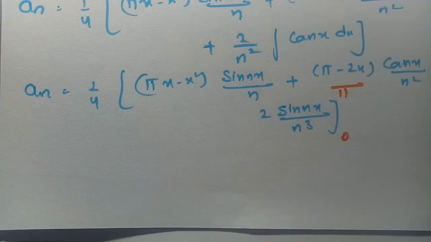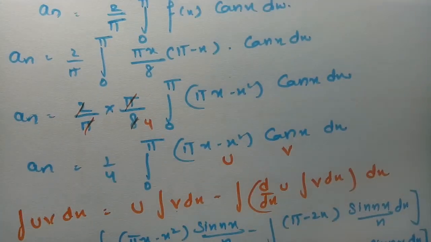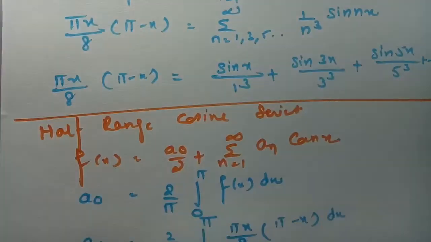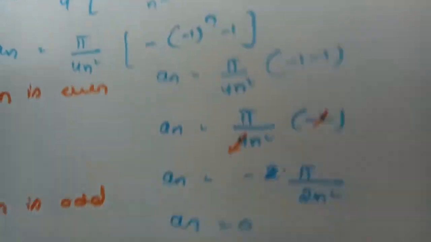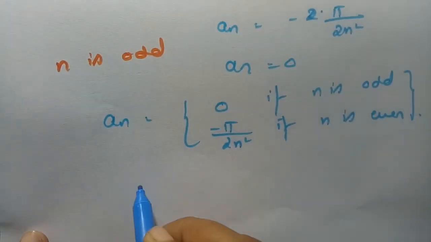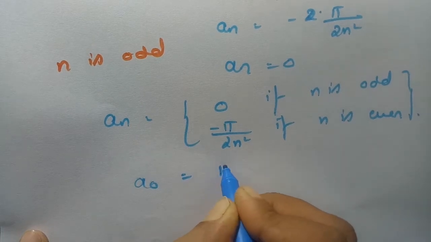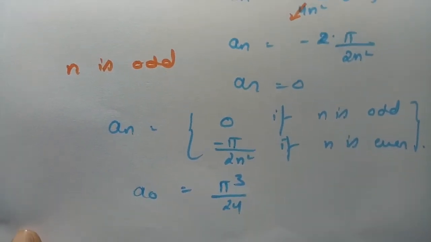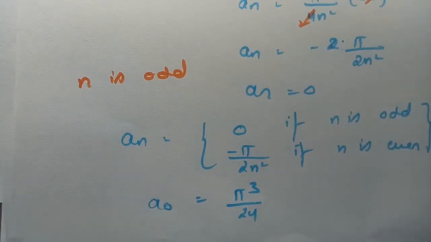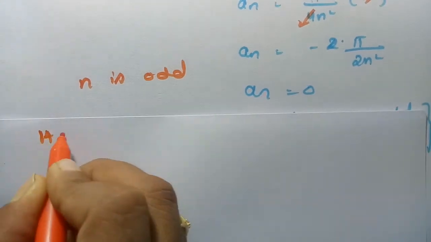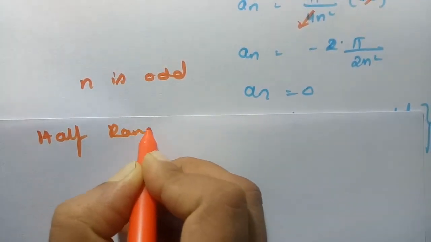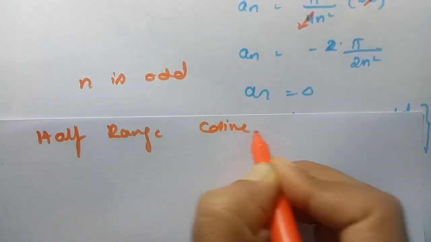And initially we got a naught value. So what is our a naught value? I'll show you our a naught value. We got our a naught value as pi cube by 24. Now I'm going to substitute a naught and an in the half range cosine series.